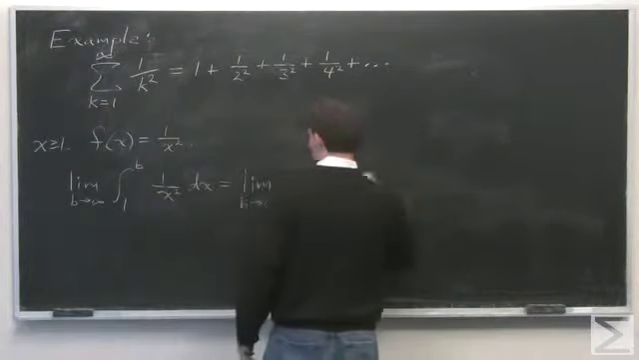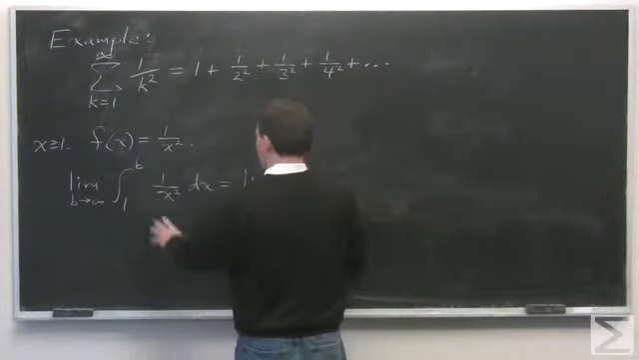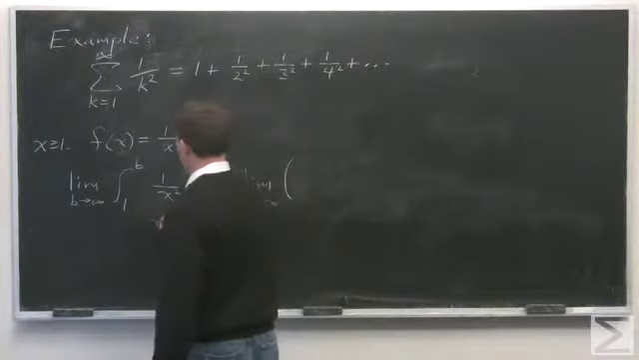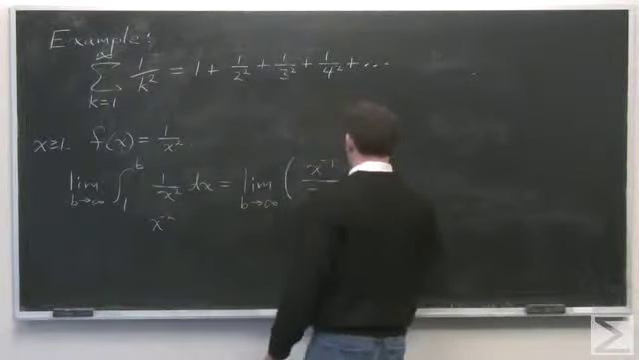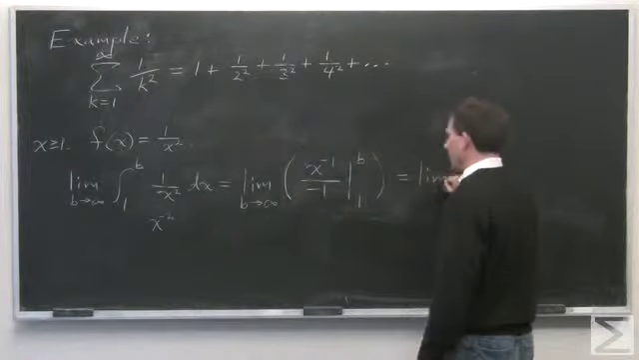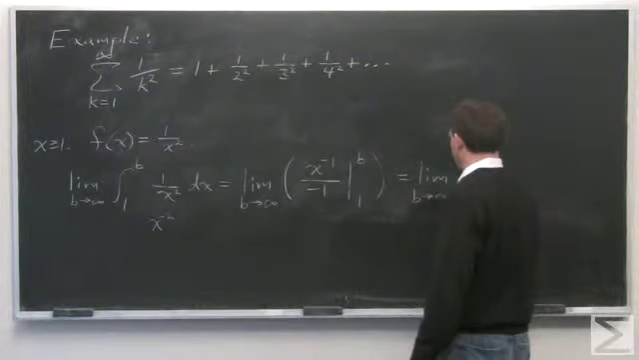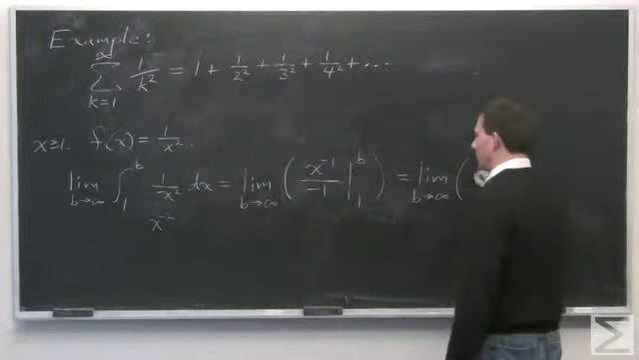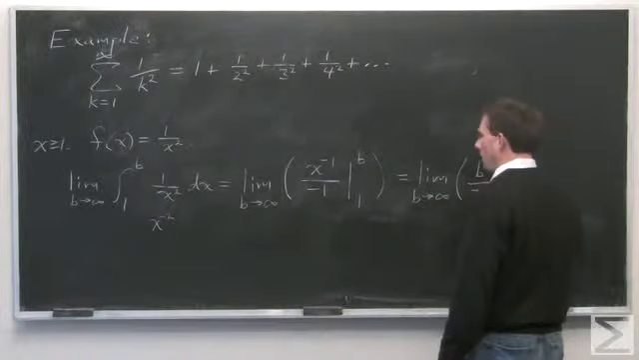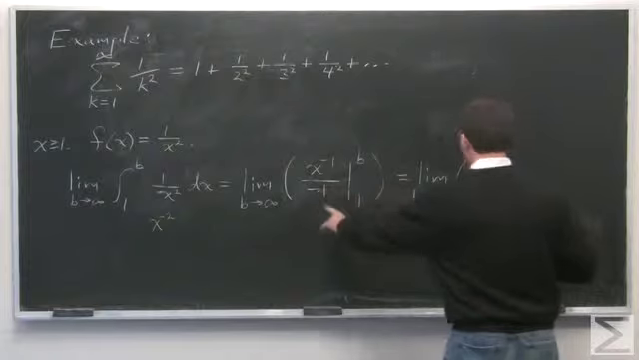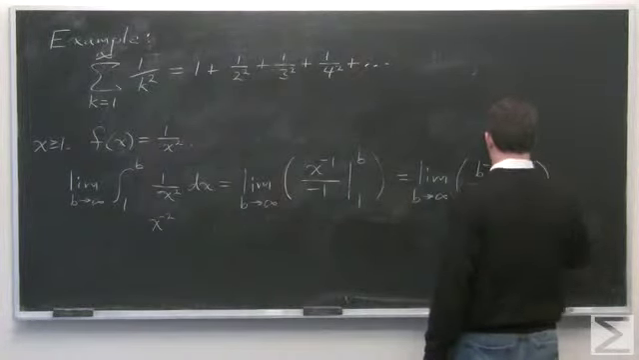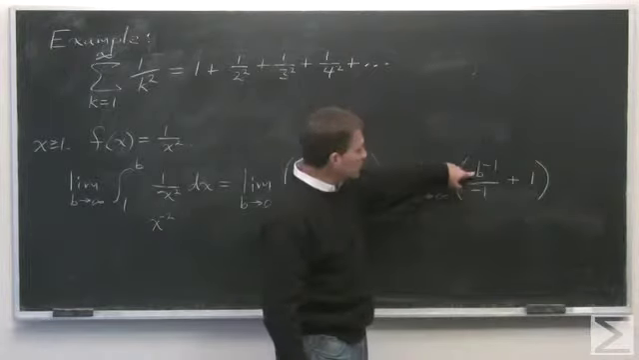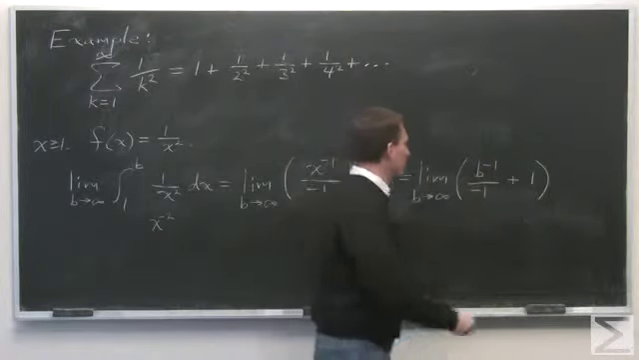So this time we get x to the minus 2. Use the power rule. You add 1 to the exponent. You divide by the new exponent. You evaluate from 1 to b. So we get the limit as b approaches infinity of, what do you get when you plug in b? We get b to the minus 1 over minus 1. Minus what you get at 1, so that's minus minus, so that's plus 1. And as b goes to infinity, this is 1 over b. This part goes to 0, and you're left with 1.